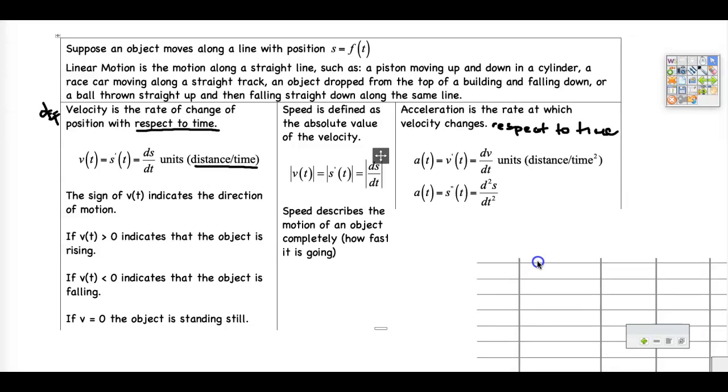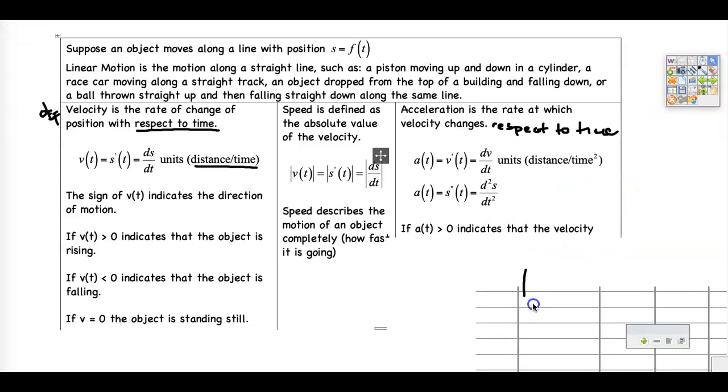Or another way of saying it, your acceleration function is equal to the second derivative of your position function. Or if we're using the Leibniz notation, d squared s over dt squared, the second derivative of your position function with respect to time.